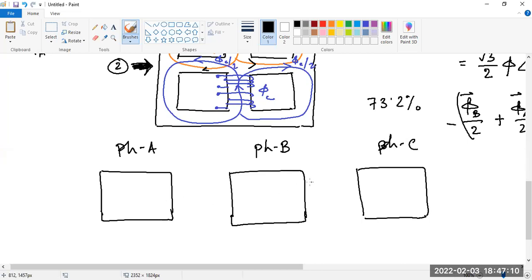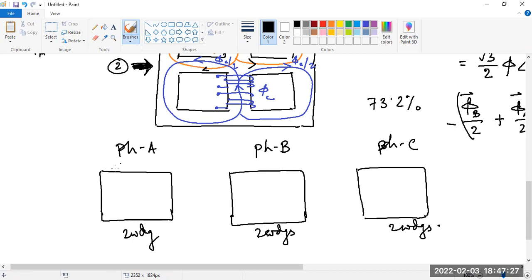Phase A, phase B, and phase C. So here we have 2 coils, 2 windings. Here we have 2 windings for phase B, and here we have 2 windings. Okay, so these 3 are the single phase transformer.